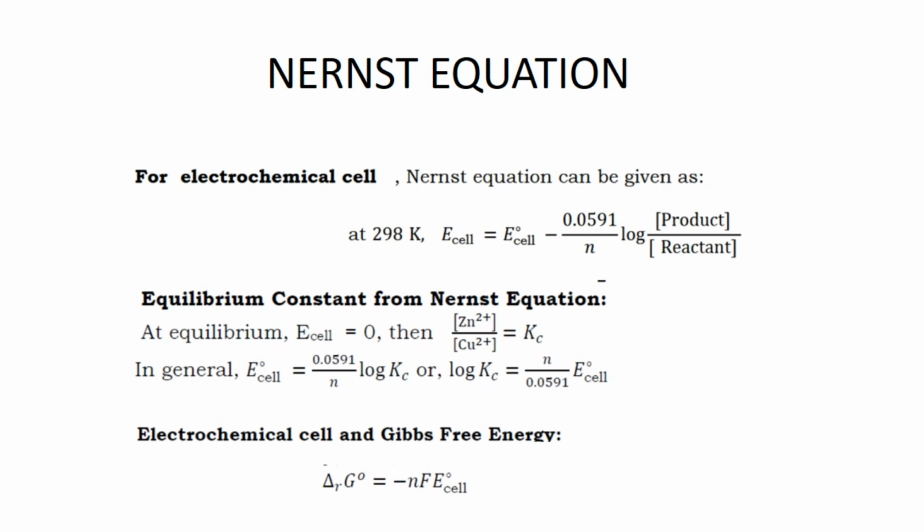Do write the half equations to find the value of n and to know which is the product and the reactant ion. The Nernst equation can also be used to calculate the equilibrium constant Kc and also the Gibbs free energy: delta G naught is equal to minus nF E naught cell.